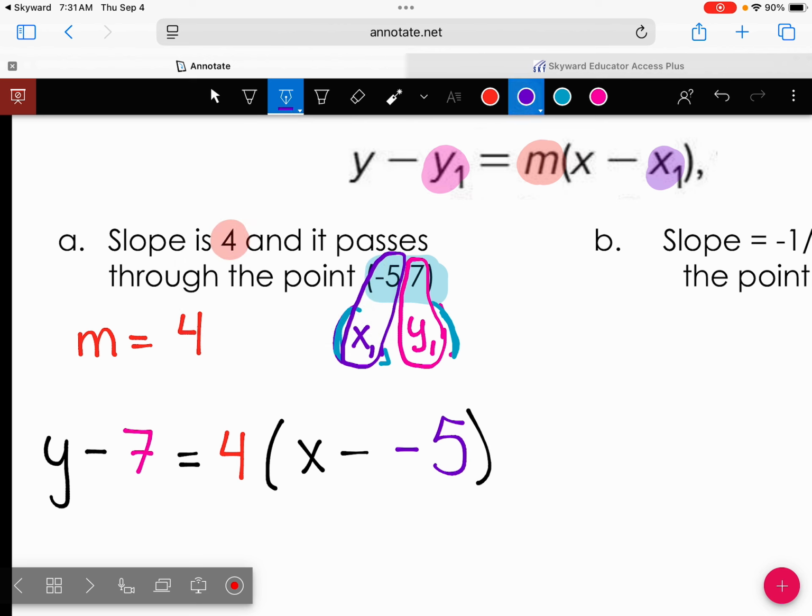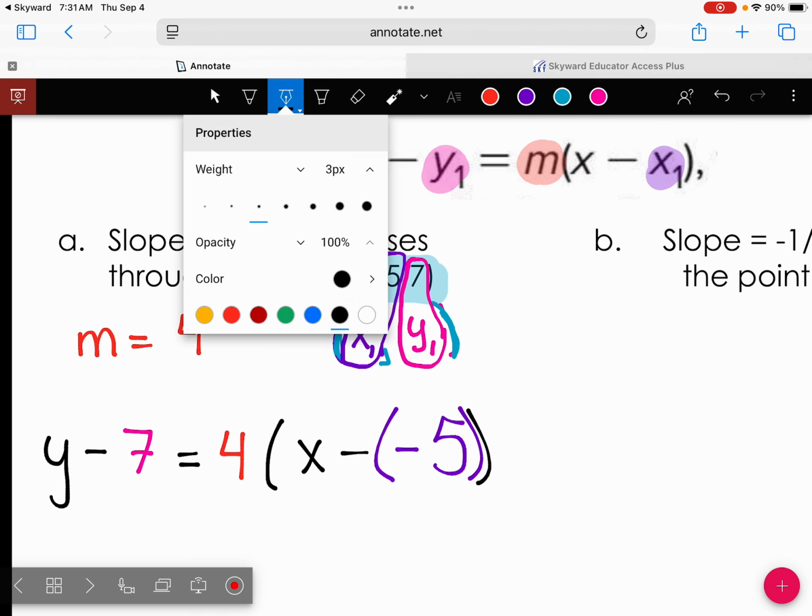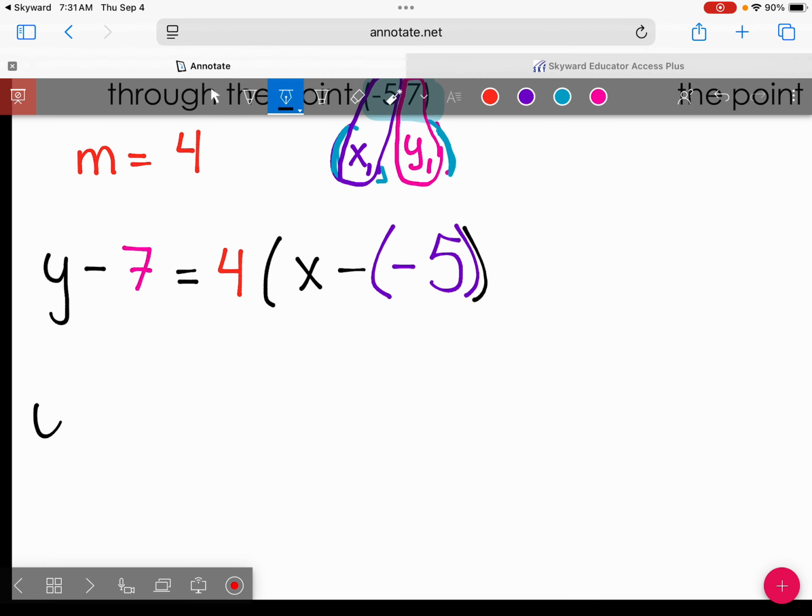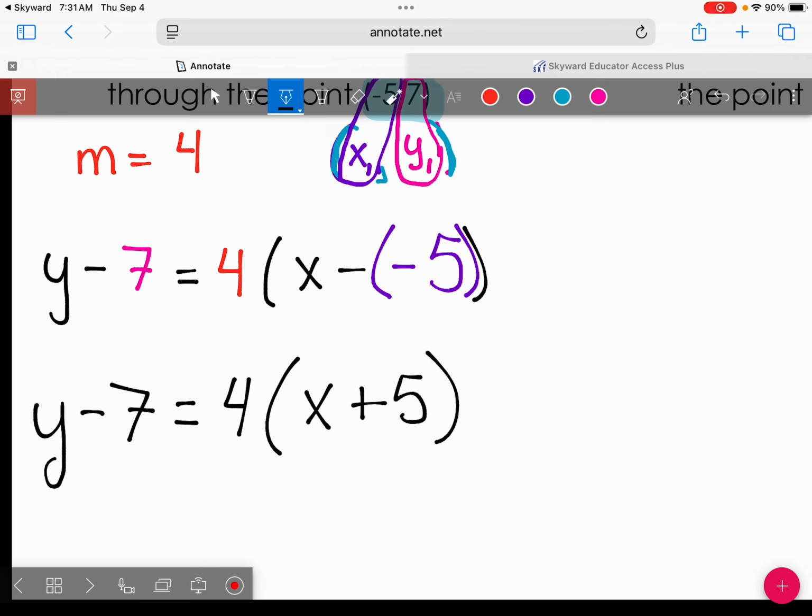You can put the parentheses around our x if that helps you, because we need to simplify. We've got these double signs going on here, and that's not okay. We got to fix that. So our equation is going to be our y minus 7 equals 4 times, not x minus -5, but instead x plus 5. Minus -5, that's the same thing as plus.